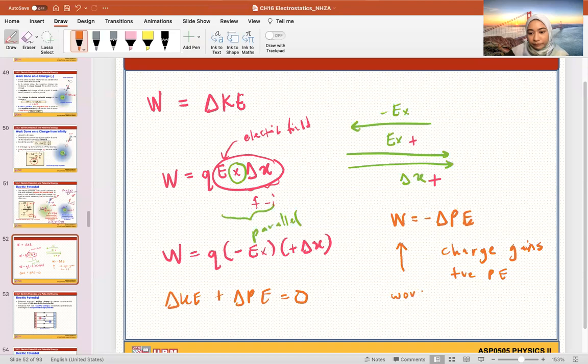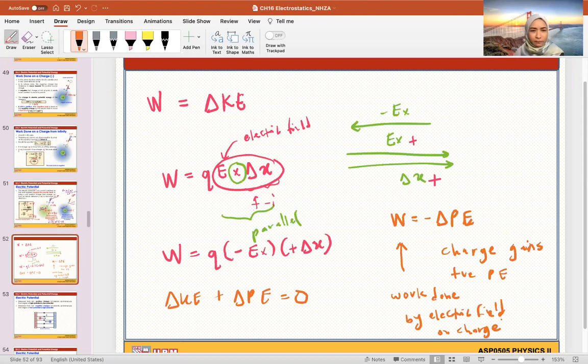Work done by the electric field on the charge. This is testing my patience. Today it's lagging, sorry.